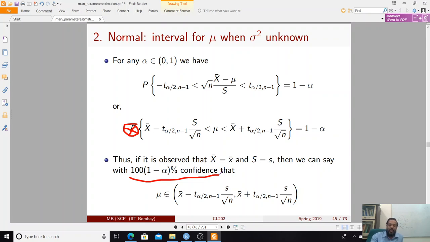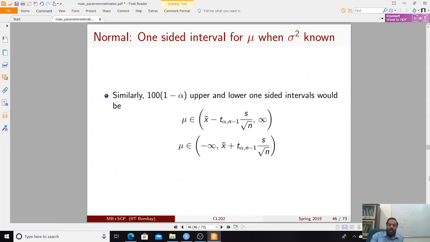So you'll see that the only difference is that in the previous case, when sigma square was known, we had used the unit normal distribution. In this case we are using a T distribution, because that is the distribution to which the standardized variable belongs once you divide it using the sample standard deviation. Similarly, you can define an upper one-sided interval and a lower one-sided interval. I hope you can see the connection with the previous case when sigma square was known.